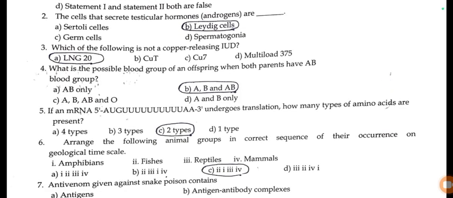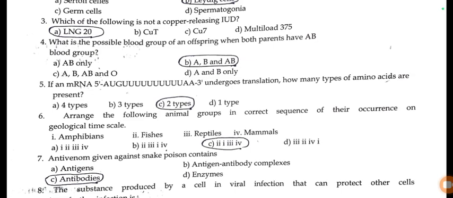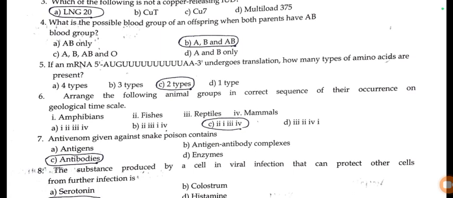The cells that secrete the testicular hormone, that is androgen, the male sex hormone, are Leydig cells. And the third question: which of the following is not a copper releasing IUD? It is LNG20. Then, what is a possible blood group of offspring when both parents have AB? Then you have option B, blood group A, B and AB.